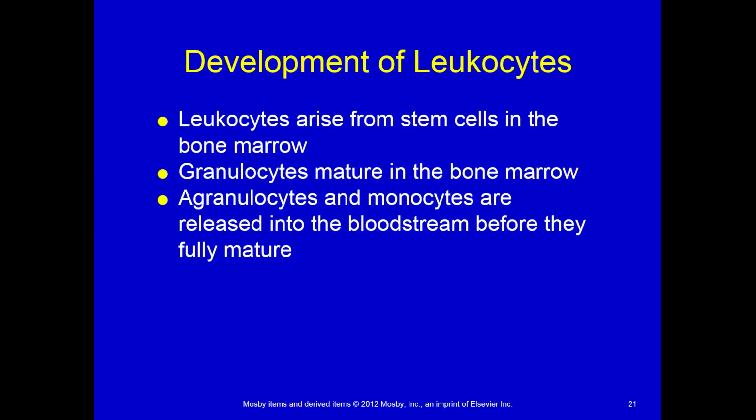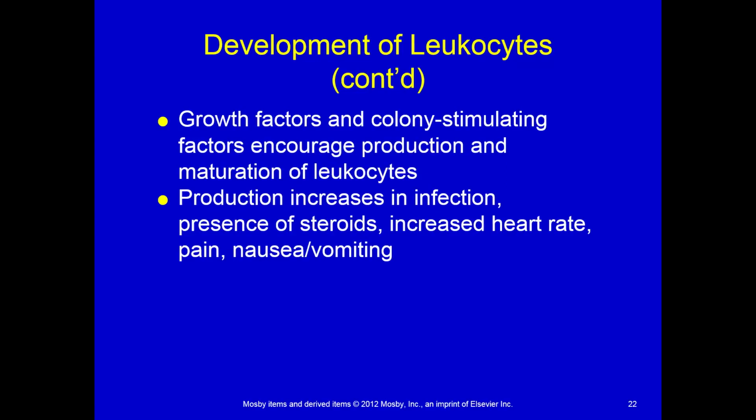lymphoid organs. Those lymphoid organs to go and do their maturation. Okay? Good. Also, when discussing this development of leukocytes, other things play into leukocyte formation. So growth factors and colony-stimulating factors encourage the production and maturation of leukocytes. And obviously, production of leukocytes is going to increase during times of infection, increased presence of steroids.